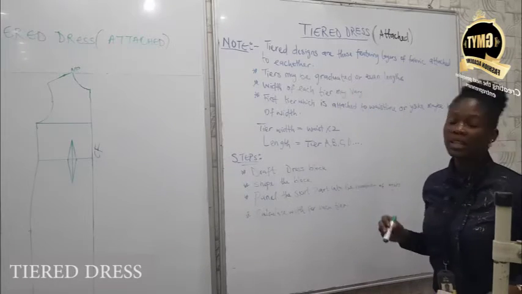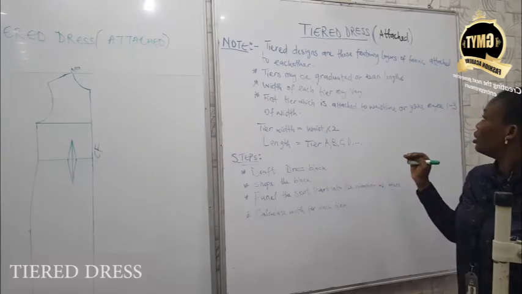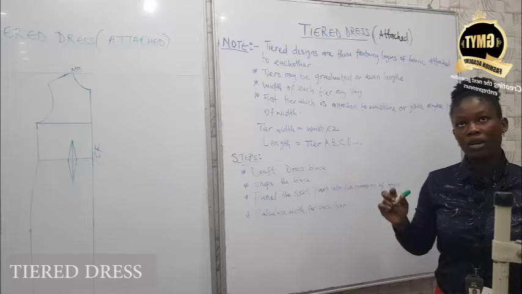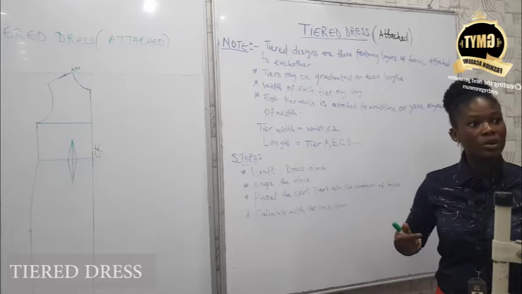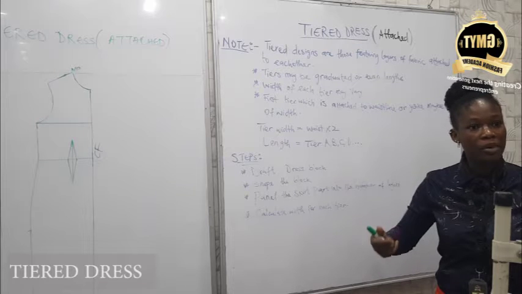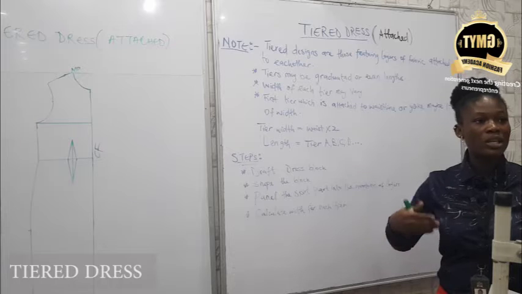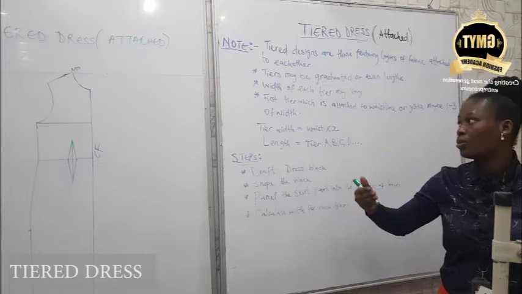Tiers may be graduated or even length. That's, your length might vary from each other. The first layer might be of a certain length, while the next layer might be a little bit longer, and the next layer might be a little bit longer than the second layer. So that's when it's called graduated, like, you know, it's increasing as the step goes.